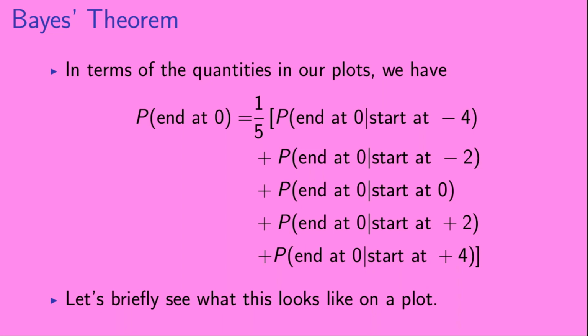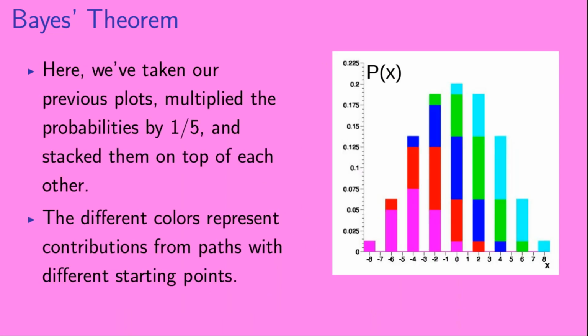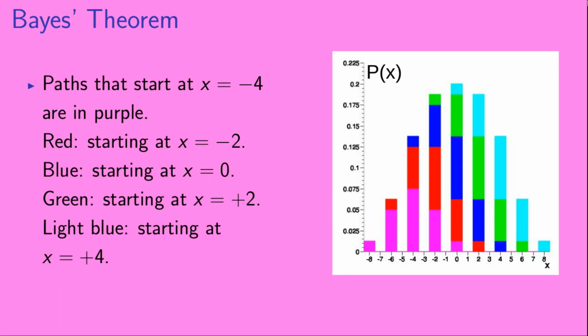Let's briefly see what this looks like on a plot. Here we've taken our previous plots, multiplied the probabilities by 1/5, and stacked them on top of each other. The different colors represent contributions from paths with different starting points. So here, paths that start at x equals -4 are shown in purple. In red, we see the contribution from paths starting at x equals -2.